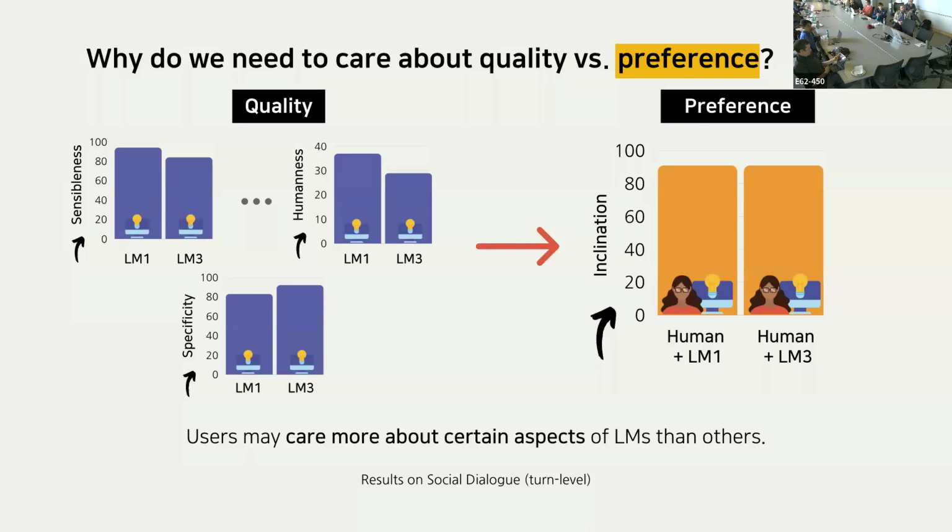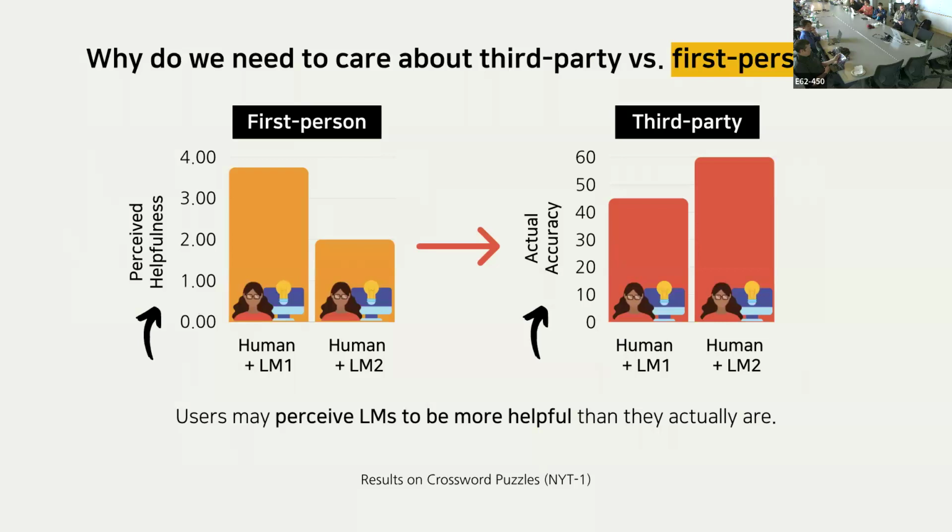Again, it's very specific to the task and the setting, but I think it highlights the fact that we want to consider what the users of your system prefer. Last thing, third party versus first person. One interesting and maybe counterintuitive thing that we saw: usually you care about users' preferences, so maybe you would just have users try these different models out and take user ratings as the main way to evaluate these systems.